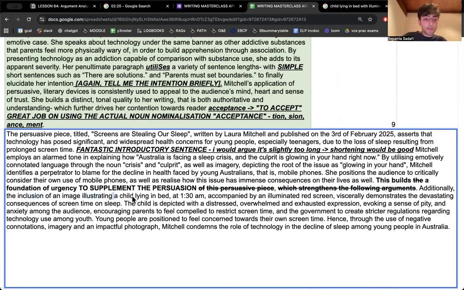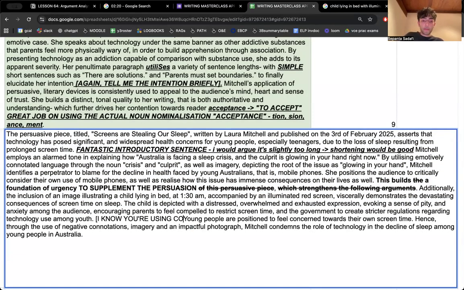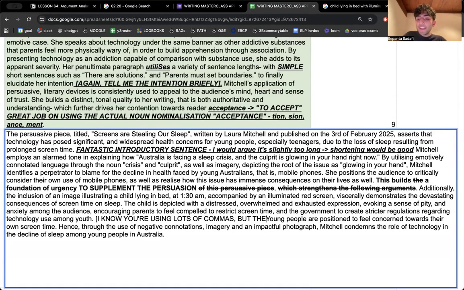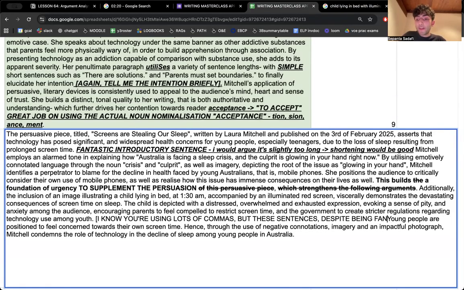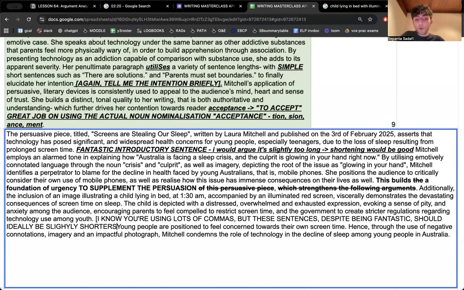Additionally, the inclusion of an image illustrating a child lying in bed, accompanied by an illuminated red screen, this really demonstrates devastating consequences. The child is depicted with a distressed, overwhelmed, and exhausted expression, evoking a sense of pity and anxiety among the audience, encouraging parents to feel, okay, I know you're using lots of commas, but these sentences, despite being fantastic, and see, I'm using lots of commas too, should ideally be slightly shorter or chopped in two.